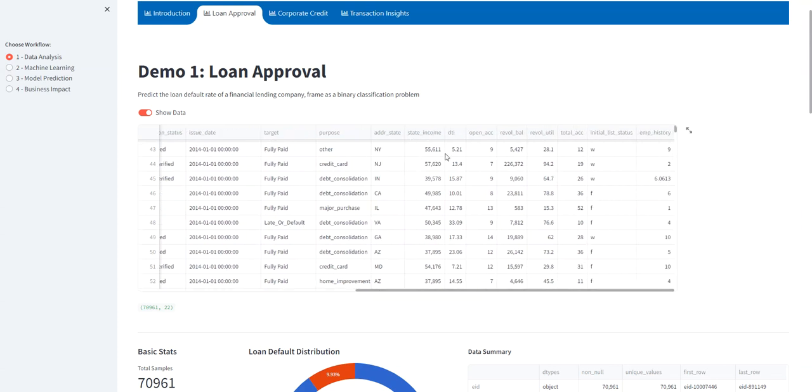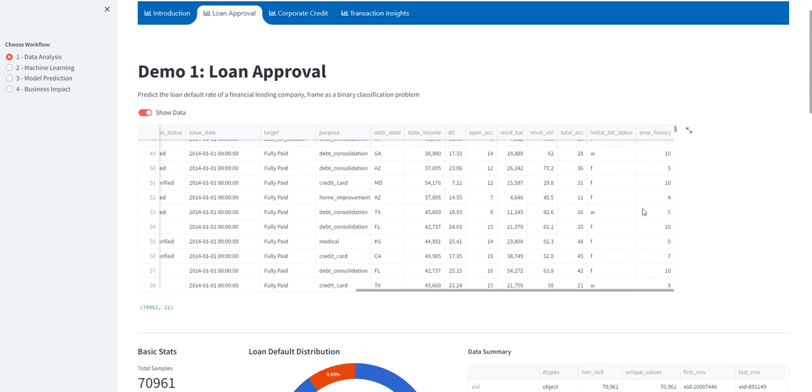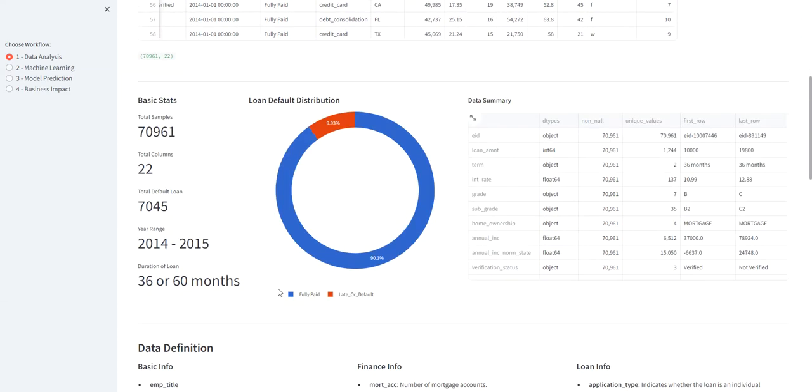So you also have state, income, debt to income ratio, how many open accounts the loan applicant has, how much is the revolving balance, and the utility of the balance, which is just the utility of your credit line, and also employment history in years, right? So this is from open public data domain, but it is real data for a peer-to-peer lending company, right?